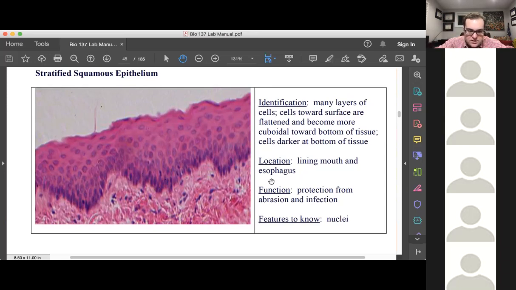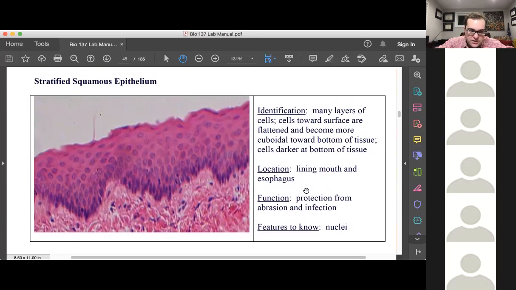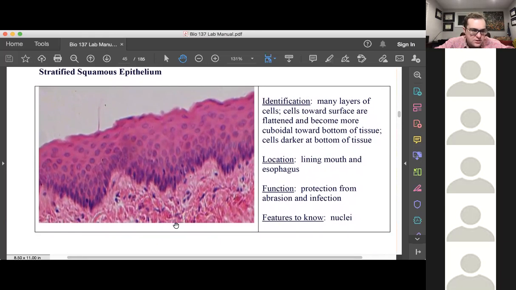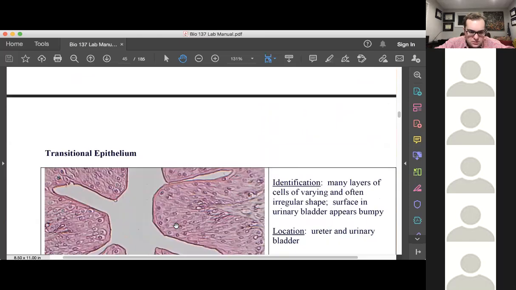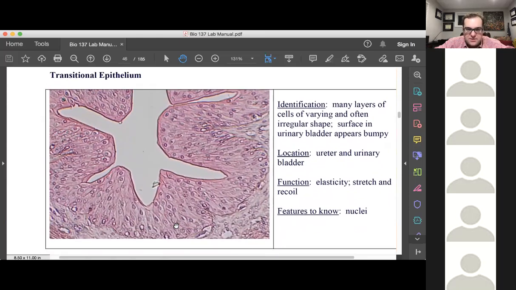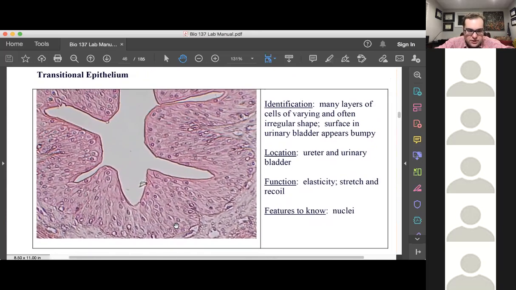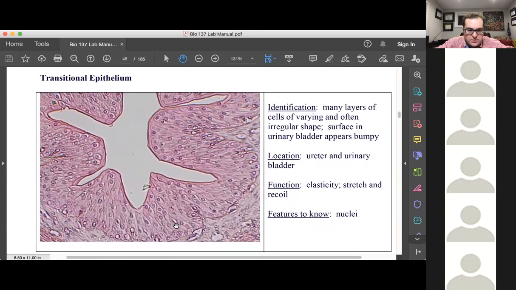This is more for protection from abrasion and infection. This is the quintessential epithelium purpose right there. All right, nothing else to see here on stratified squamous. Now I think we're done. Well, we're still doing epithelium. One more, sorry. Now, transitional epithelium.